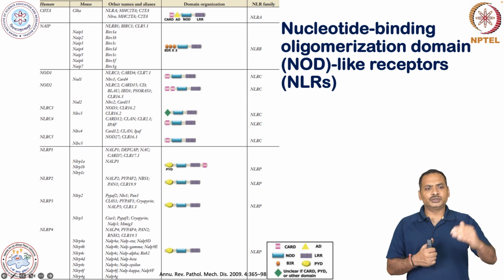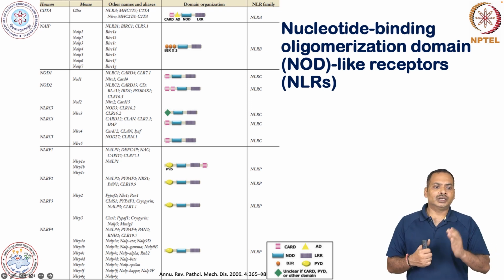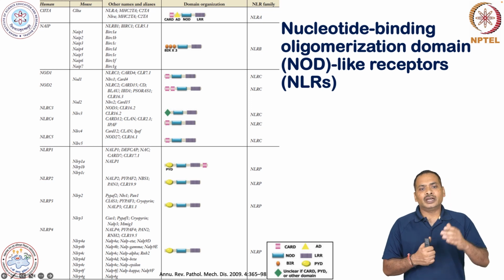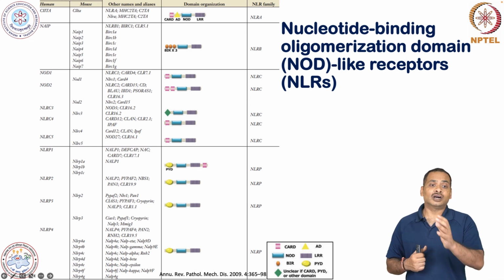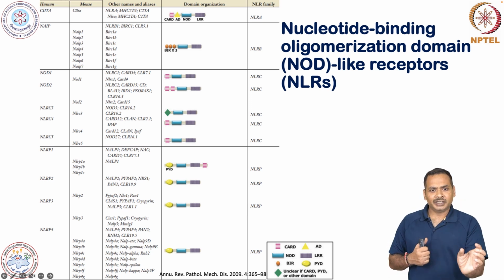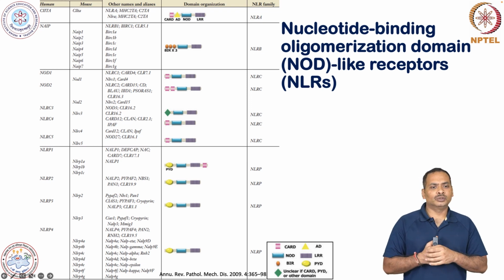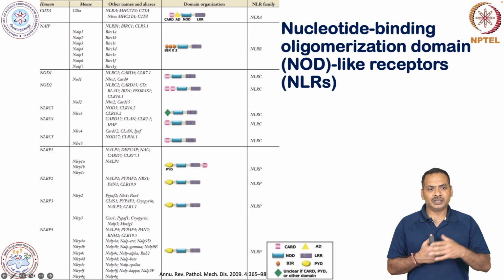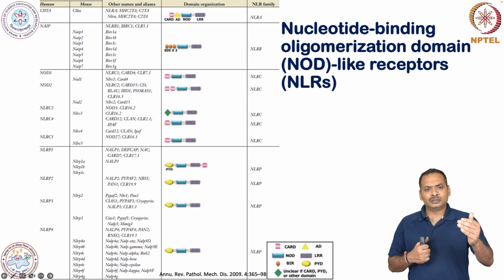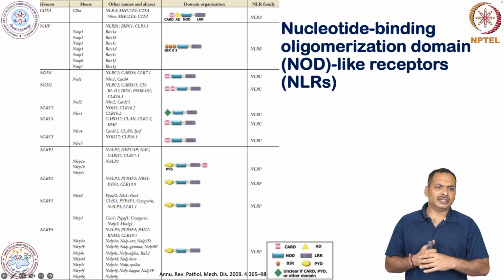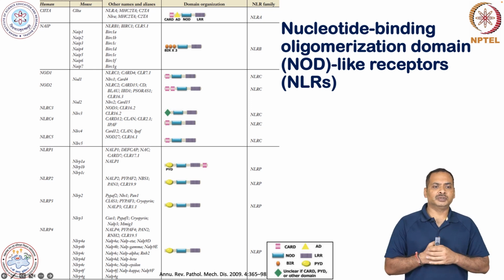Another class, if you see, has NLRP 1, 2, 3, 4. If you look carefully, they have a pyrin domain instead of a CARD domain. So they have a pyrin domain, NOD domain, and leucine rich repeat domain, and in the case of NLRP1, both a pyrin domain and a CARD domain are present. NLRP2 and NLRP3 have only a pyrin domain. In addition, NLRP4 also has only a pyrin domain, NOD domain and leucine rich repeat domain.